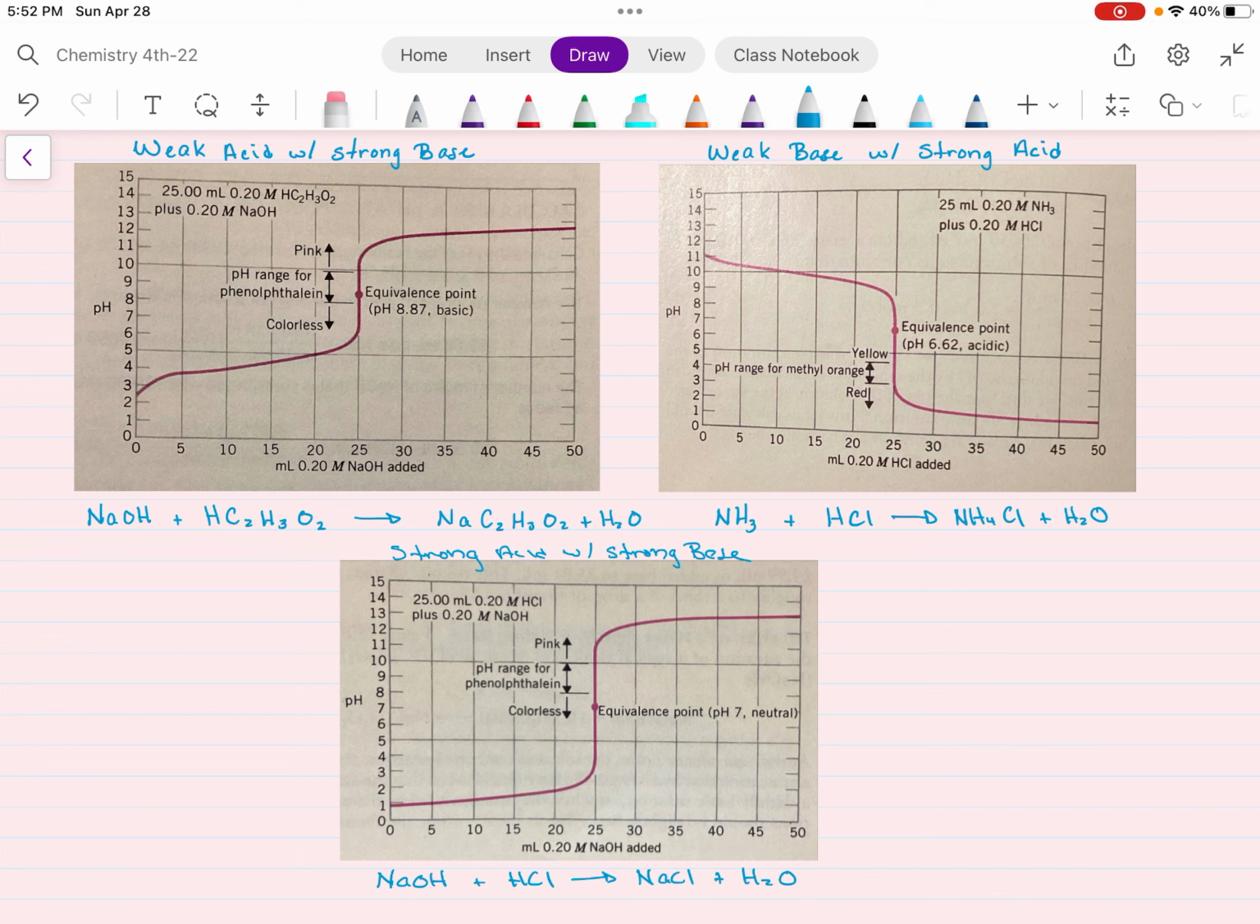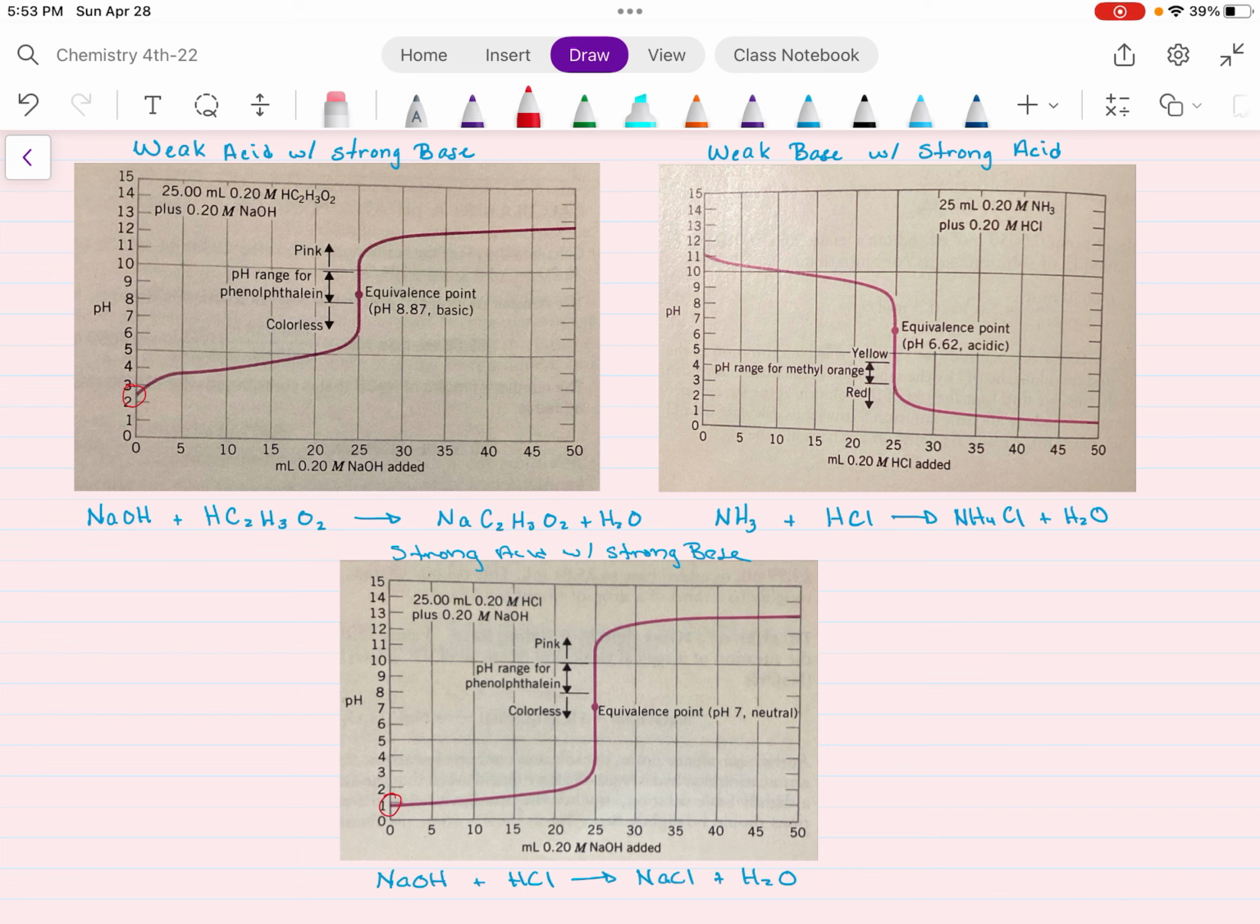So take a minute and I want you guys to take a look at a few of the differences when you're comparing and contrasting these titration curves. One of the first things I want to point out is the starting pH between a weak acid and a strong acid, right? In a weak acid, you can clearly see that we have a little bit higher pH for a starting point as compared to the strong acid, right?